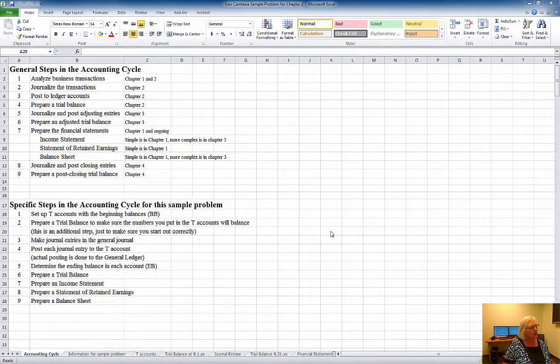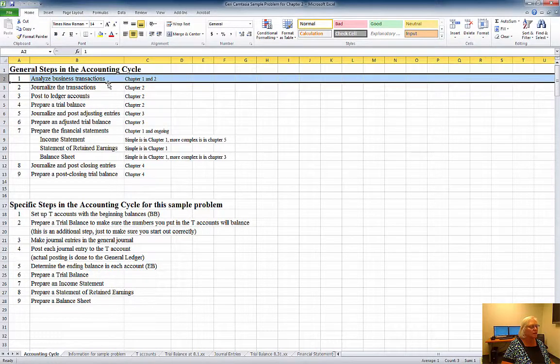We're going to work a big problem for chapter 2. So this is your first look at most of the steps in the accounting cycle. For this textbook that we're using right now, step 1 is to analyze the business transactions, and that's covered in chapters 1 and 2. That's where you figure out what's happened, which accounts you're going to debit and credit, or increase and decrease.